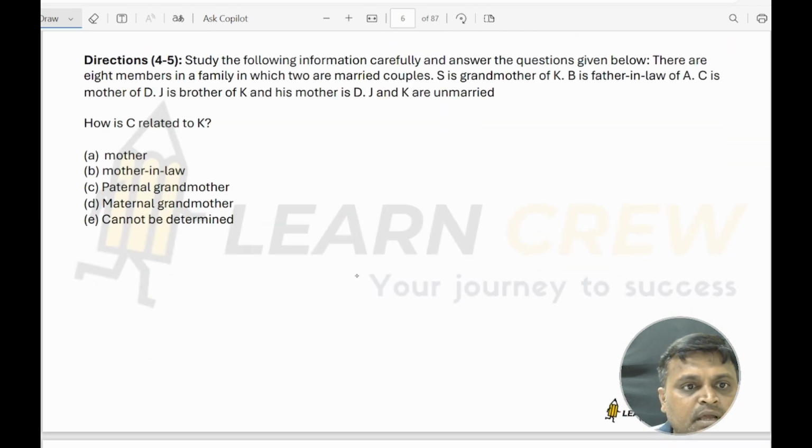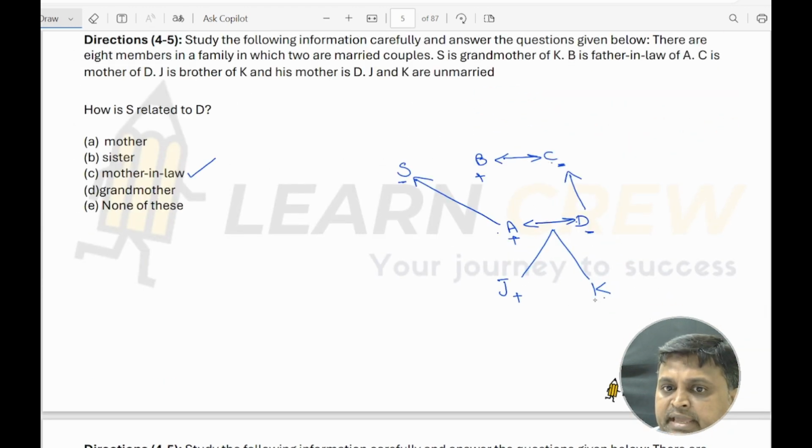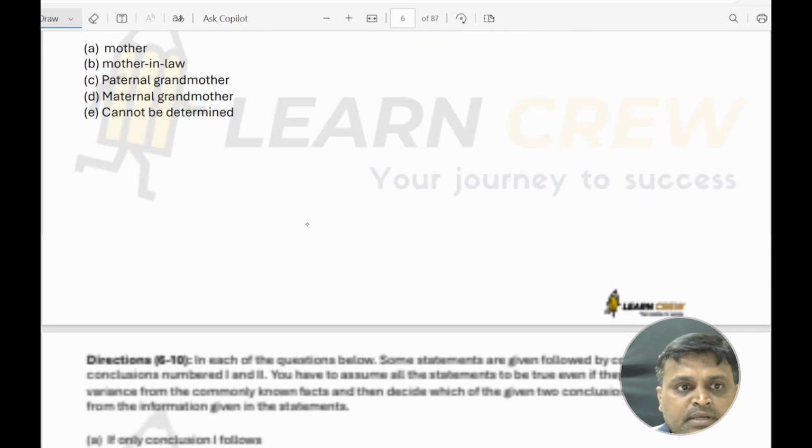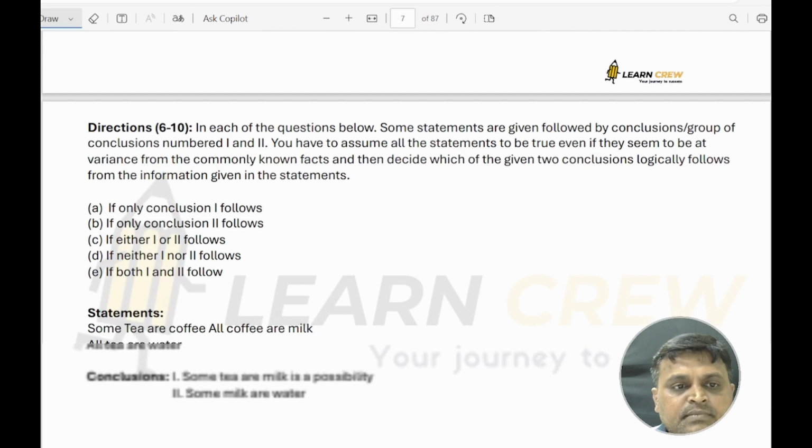Next. How is C related to K? C is maternal grandmother. Mother's mom is maternal grandmother. Next. Questions 4 and 5 are over. Now 6 to 10.